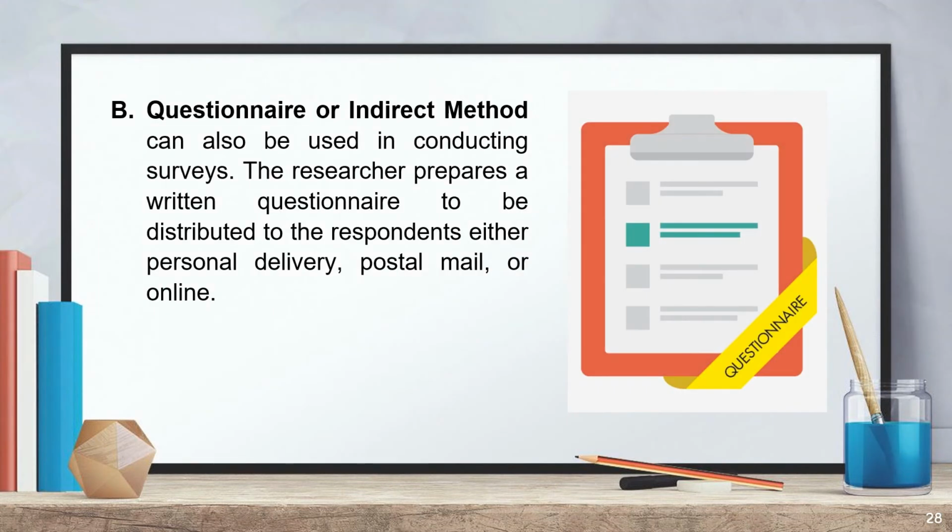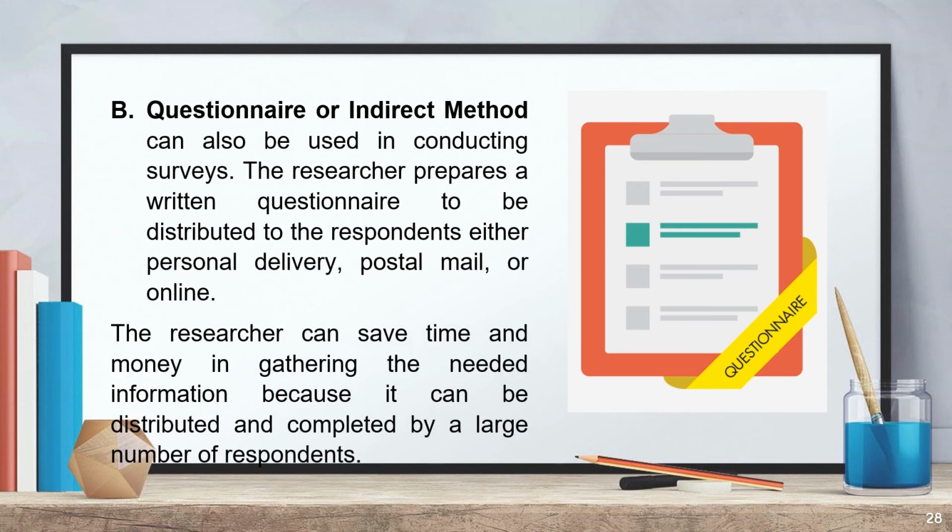Or it could be a questionnaire or indirect method. Questionnaire or indirect method can also be used in conducting surveys. The researcher prepares a written questionnaire to be distributed to the respondents either by personal delivery, postal mail, or online. The researcher can save time and money in gathering the needed information because it can be distributed and completed by a large number of respondents.